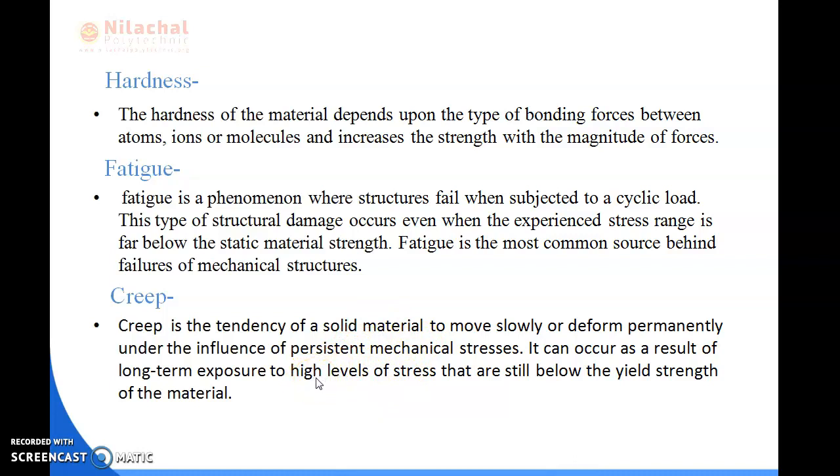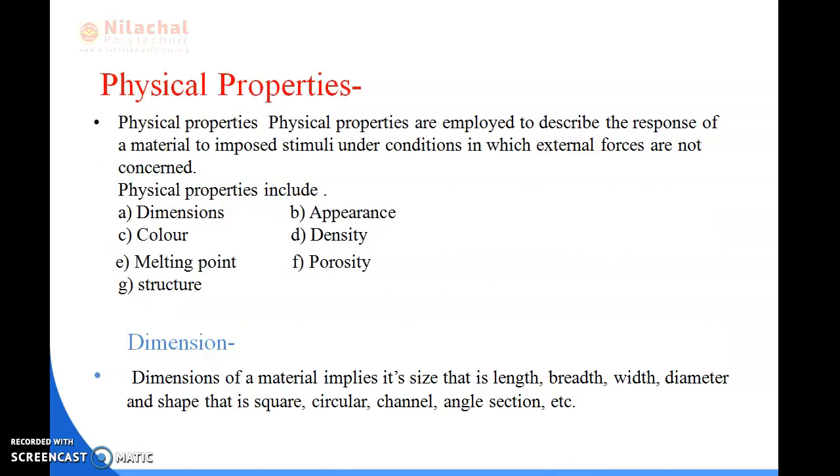The second group is the physical properties. Physical properties describe the response of a material to imposed stimuli under conditions in which external forces are not concerned. Physical properties include the dimension of the material, color, melting point, structure, appearance, density, and the porosity of the material. Those are the physical properties of a material.